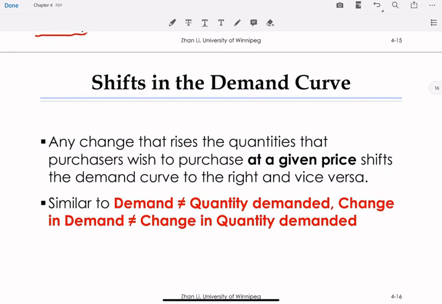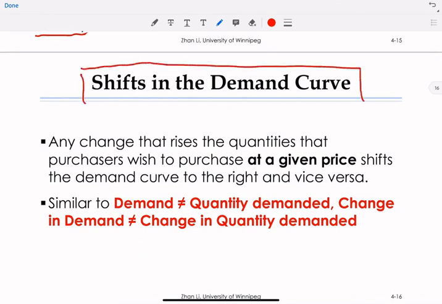Okay, now let's talk about the important topic of shifts in the demand curve. Later, you will also learn about shifts in the supply curve. Here, the keyword is shifts, right? We want to examine what kind of factors, what kind of forces can shift the demand curve.